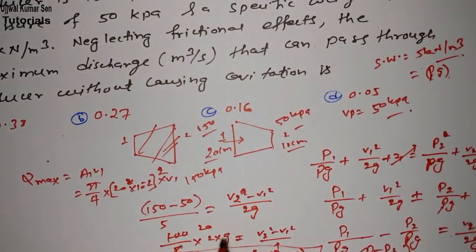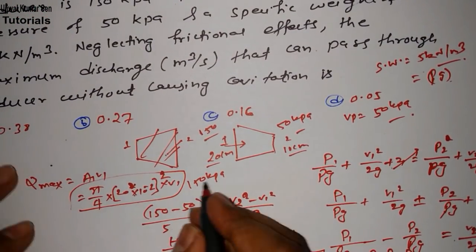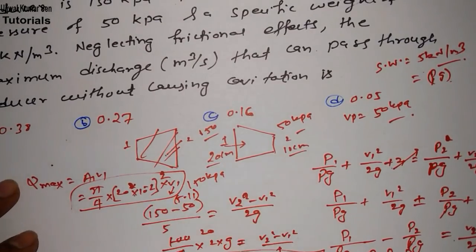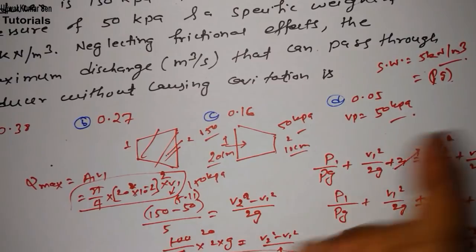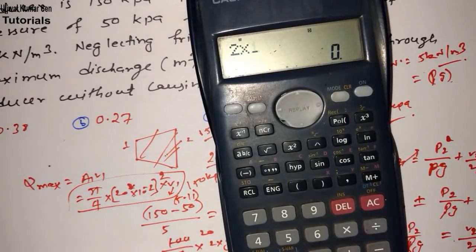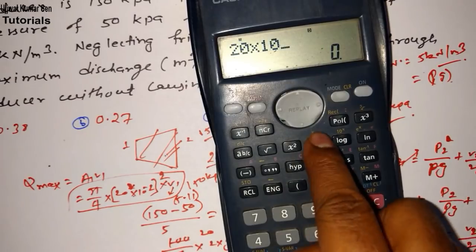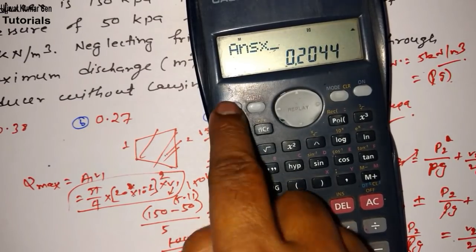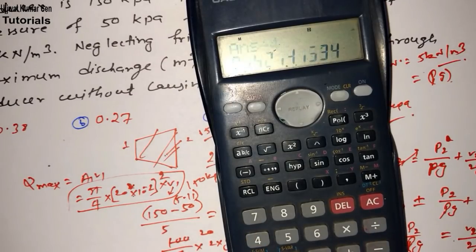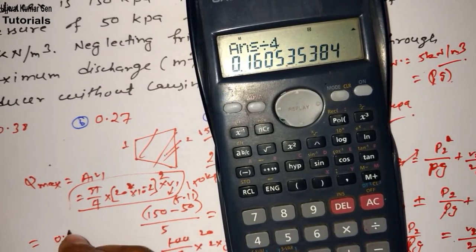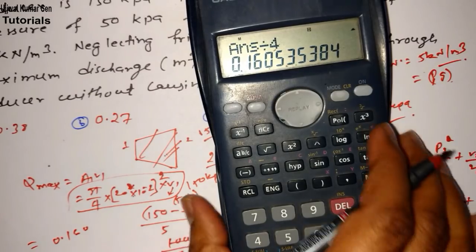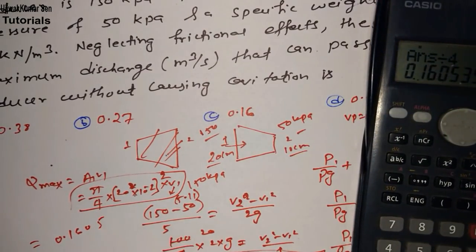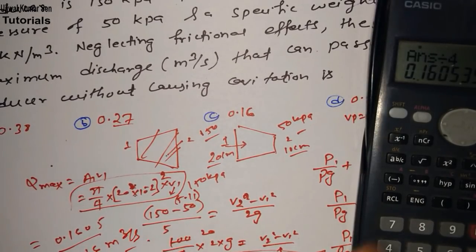Now we have to find the discharge. Here we have to write 5.11 in place of V1. Now use the calculator to calculate this term. So 20 multiplied by 10 to the power minus 2 is 0.2. Our whole square is this, and V1 is 5.11. We multiply this by pi divided by 4, and basically we are getting 0.160, right? So they have given 0.16 meter cube per second as the discharge.